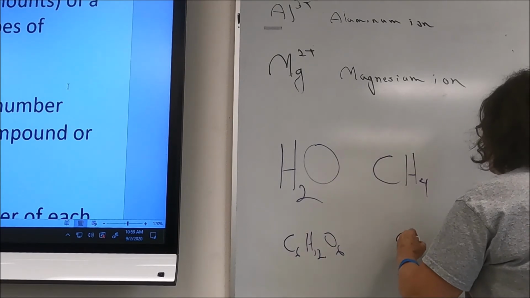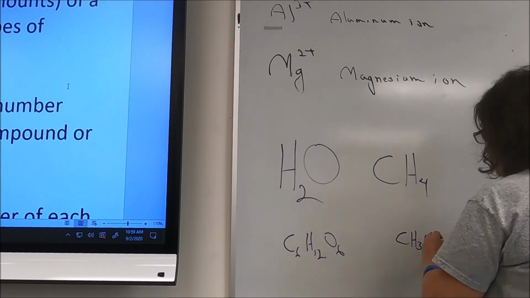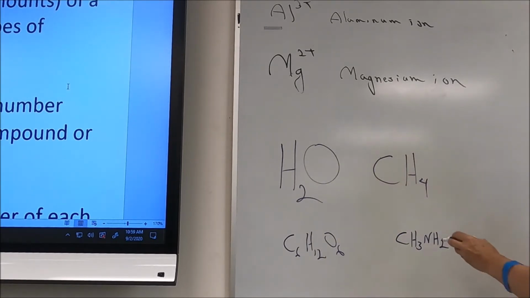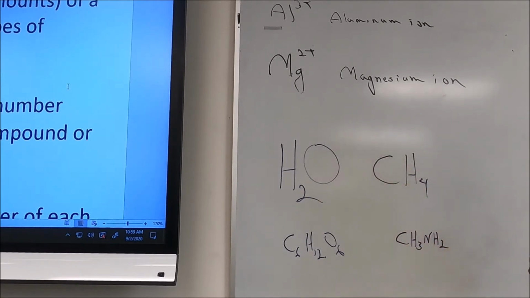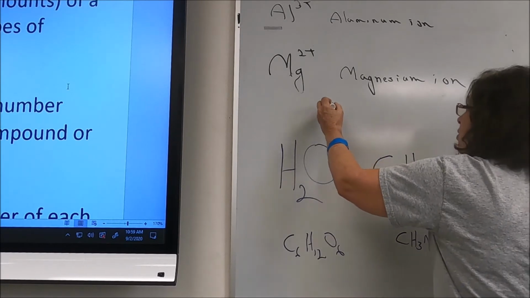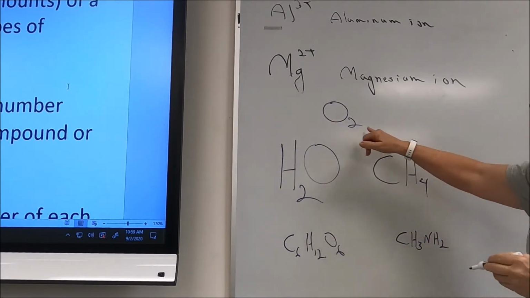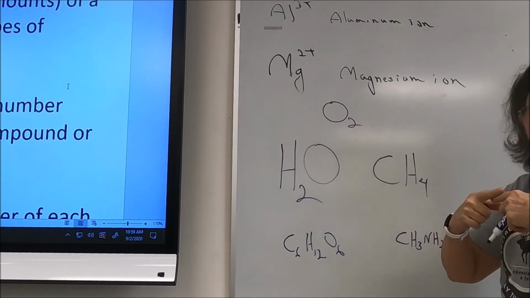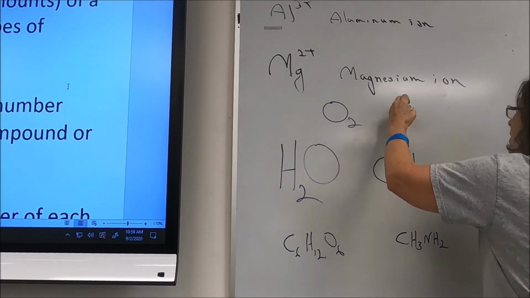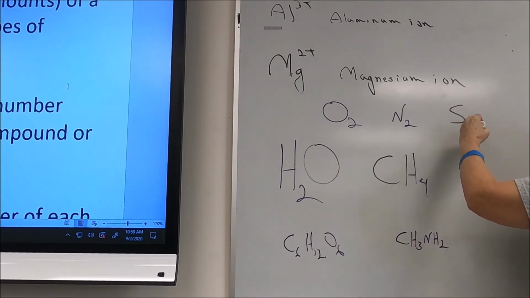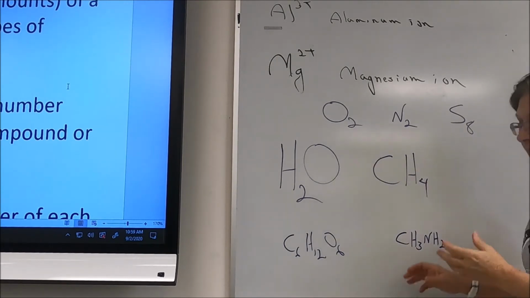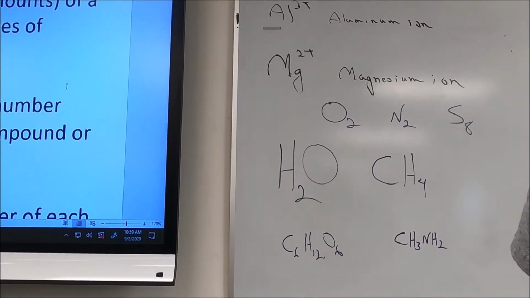Or CH3NH2 is a way to represent a formula. This is a specific kind of formula. But these represent formulas, and they indicate to somebody who is reading something that you have a compound or an alloy. If I were to write just O2, the 2 says that there are 2 atoms of oxygen bonded together. Or N2, 2 nitrogen atoms. S8, 8 sulfur atoms bonded together into a unit.